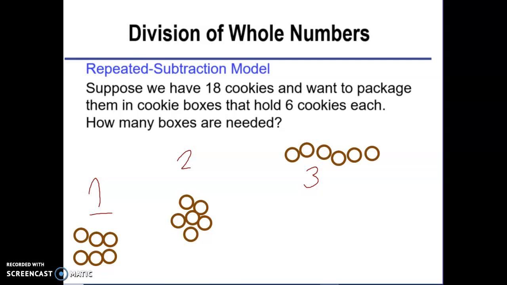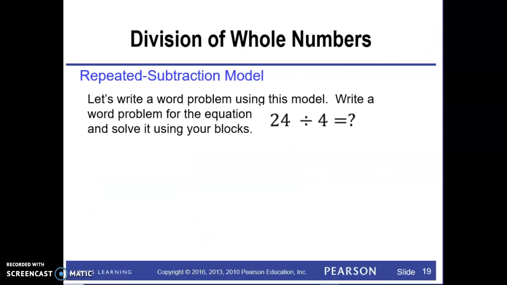So just like we had before, 18 divided by 6 is 3, but our thought process is totally different, and the way we're going to split out the blocks is totally different as well.